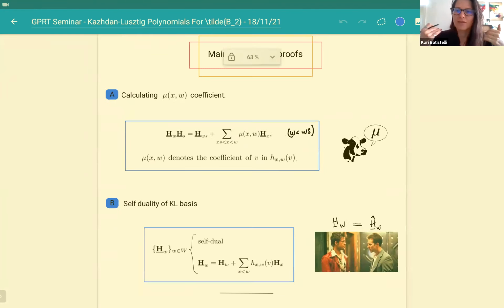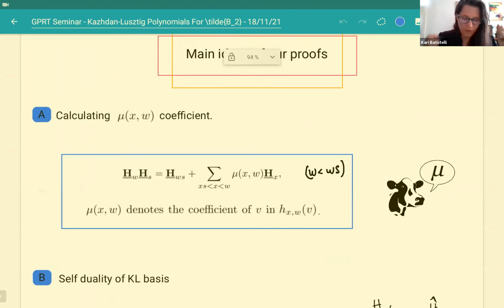What are the main ideas of the proofs that I will be sharing with you today? The first idea is the idea of the mu coefficient. There are two formulas for this. The one I'm going to show you is the case where, when I multiply the Kazhdan-Lusztig basis element H_W by the one corresponding to another reflection, I have two cases. If W is lower than WS, then I'm going to have this formula, and if not, I'm going to have another formula. But this is the one that we're going to focus on, and the reason is that I'm going to be increasing, and I'm going to show you how in a minute. This is the formula that I care about.